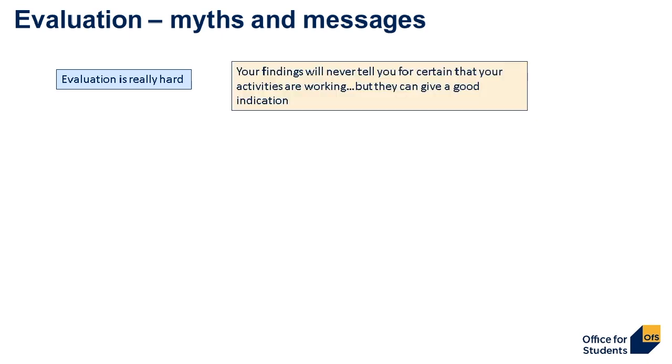And secondly, you'll never get a finding or a result from an evaluation that tells you for certain that something is working. It can only ever give you an indication that it might be working, and that will either be a strong or a weaker indication. It's up to you to interrogate that and to understand the claims that you can make. And we've published advice on standards of evidence that will support you to understand the types of claims that can be made from different types of evidence.